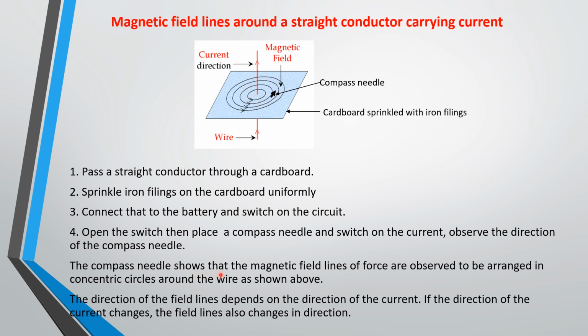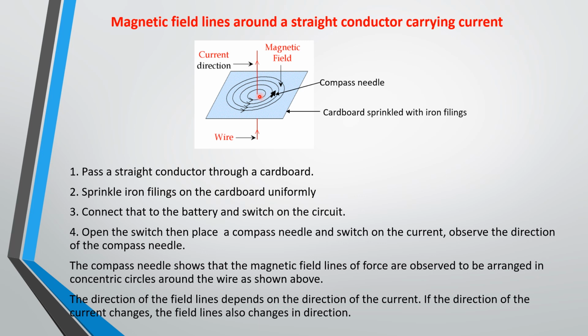The compass needle shows that the magnetic field lines of force are observed to be arranged in concentric circles around the wire as shown above. So you will see that the magnetic field lines are arranged in concentric circles like this. The direction of the field lines depends on the direction of the current. If the direction of the current changes, the field line also changes in direction.